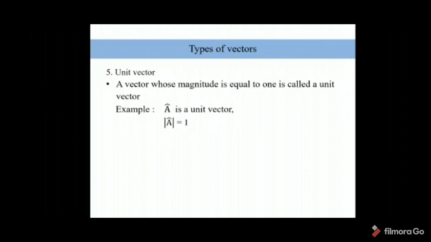Then the sixth type of vector is known as a null vector, which we have not written here. A null vector is basically a vector whose magnitude is equal to 0. That means the length of the vector is very close to 0. A vector whose magnitude is equal to 0 is known as a null vector.